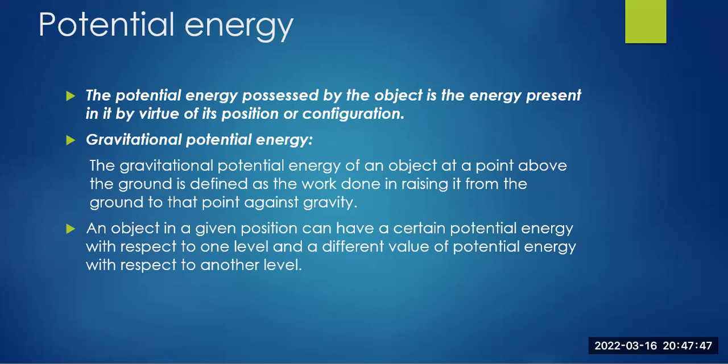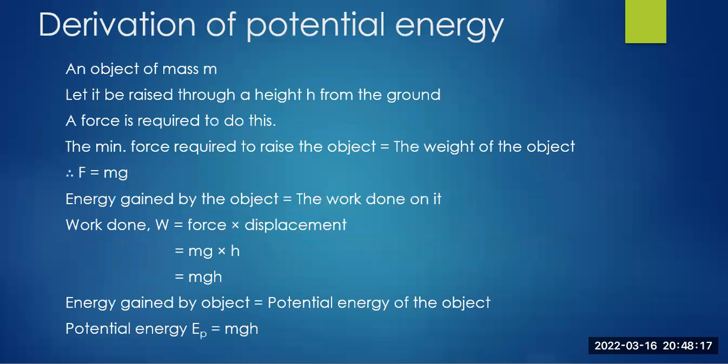The definition states that the gravitational potential energy of an object at a point above the ground is defined as the work done in raising it from the ground to that point against gravity. An object in a given position can have a certain potential energy with respect to one level and a different value of potential energy with respect to another level. The way we discussed derivation of kinetic energy, here we discuss derivation of potential energy.